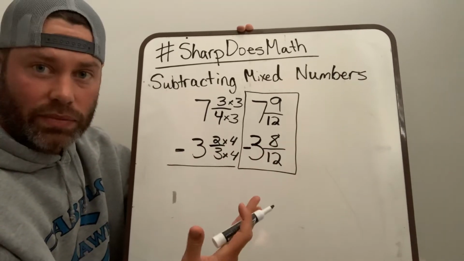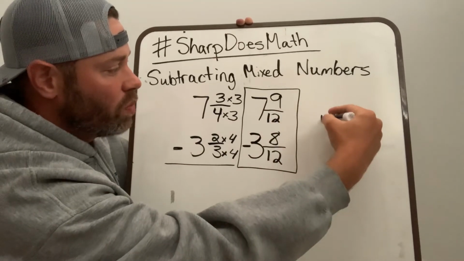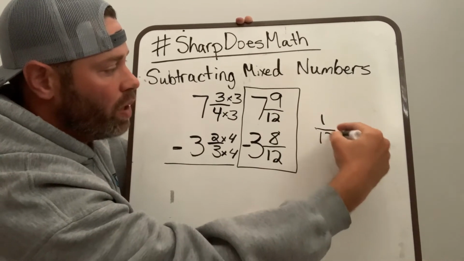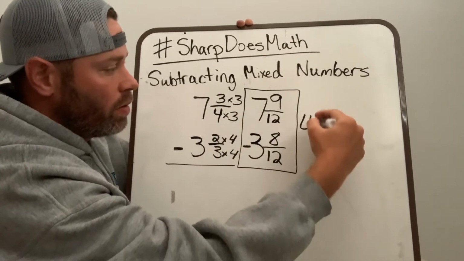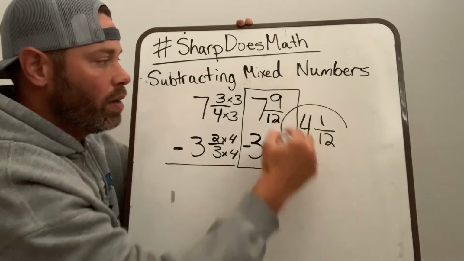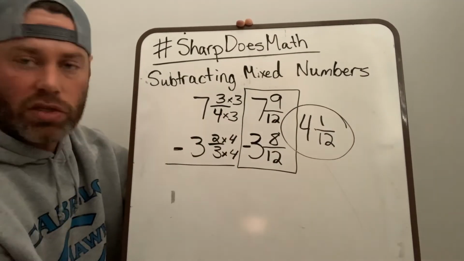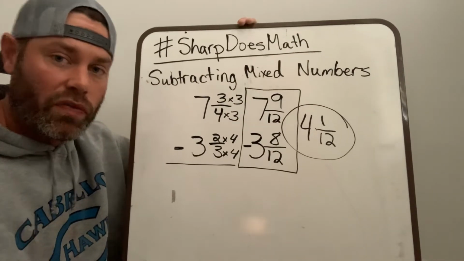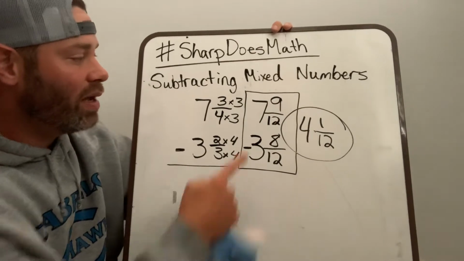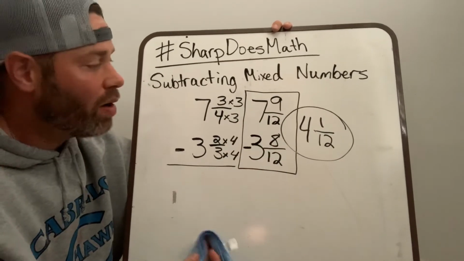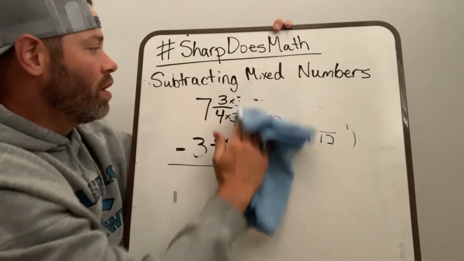Instead of adding, we're just subtracting now. So 9 minus 8 is 1/12. 7 minus 3 is 4. And there's your answer. Really important, make sure you change your fractions to have the same denominator, and then you just subtract. And again, I didn't have to borrow. We're going to get into that on another episode.